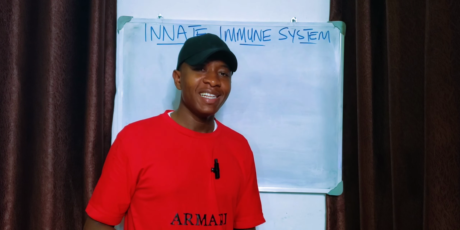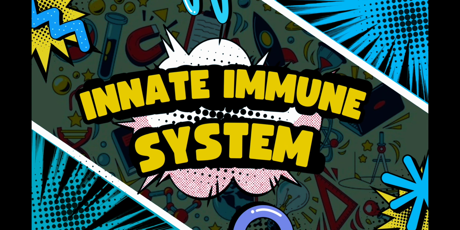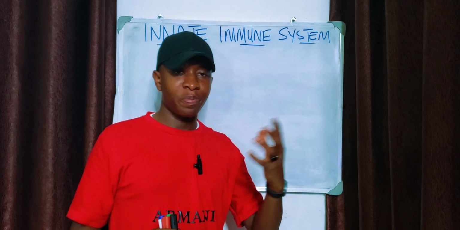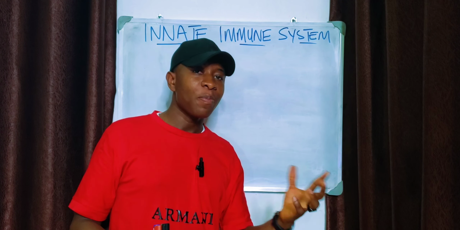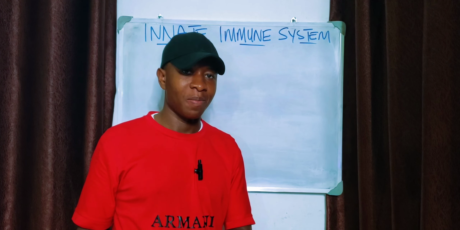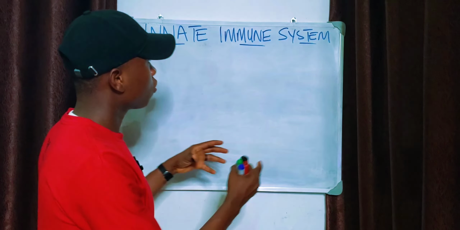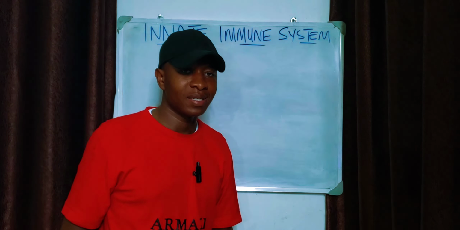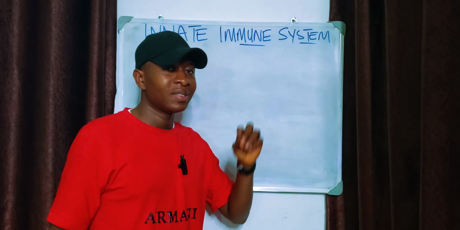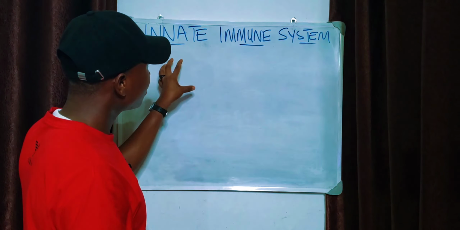So let's take a look at the innate immune system. The innate immune system is one of the branches or types of the immune system. We have the adaptive or acquired immune system and the innate immune system. For the purpose of this video, we are going to be focusing on the innate immune system. So what is the innate immune system? This is the kind of immune system that is gotten from birth.